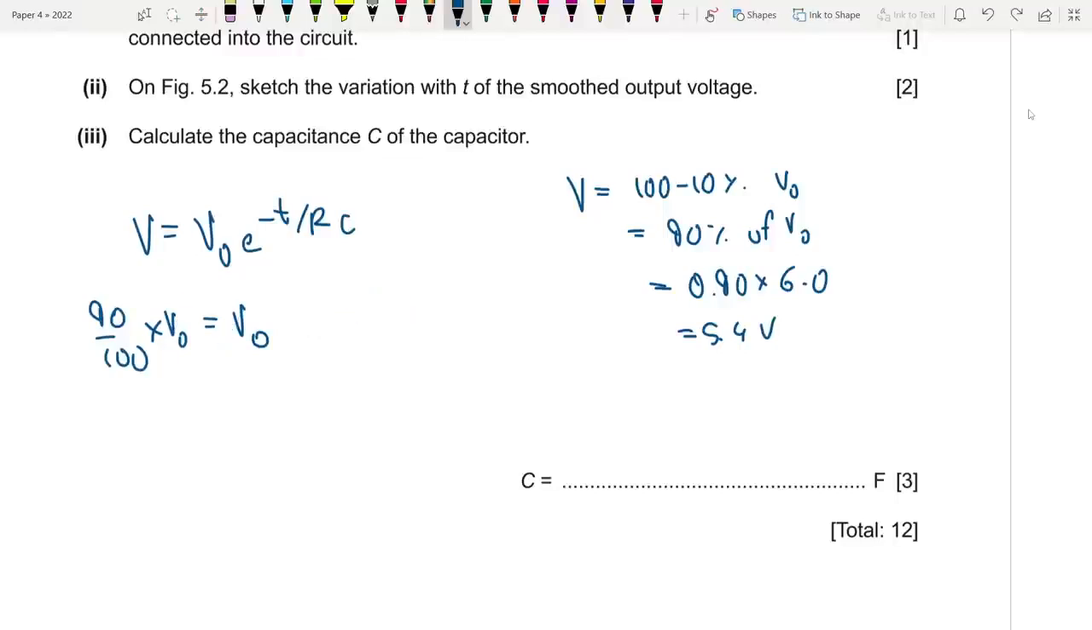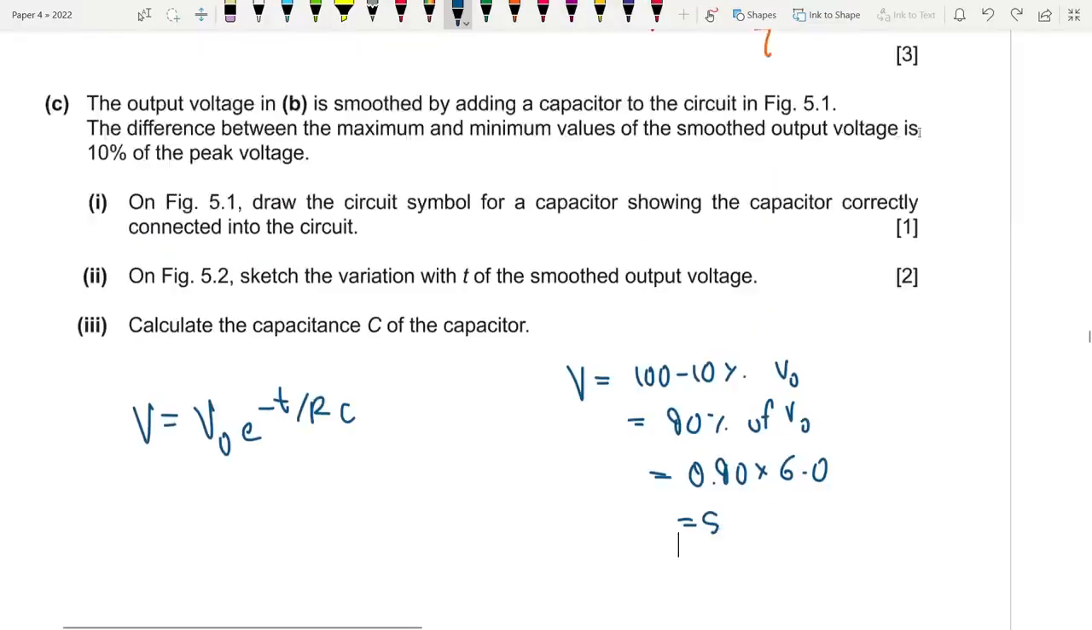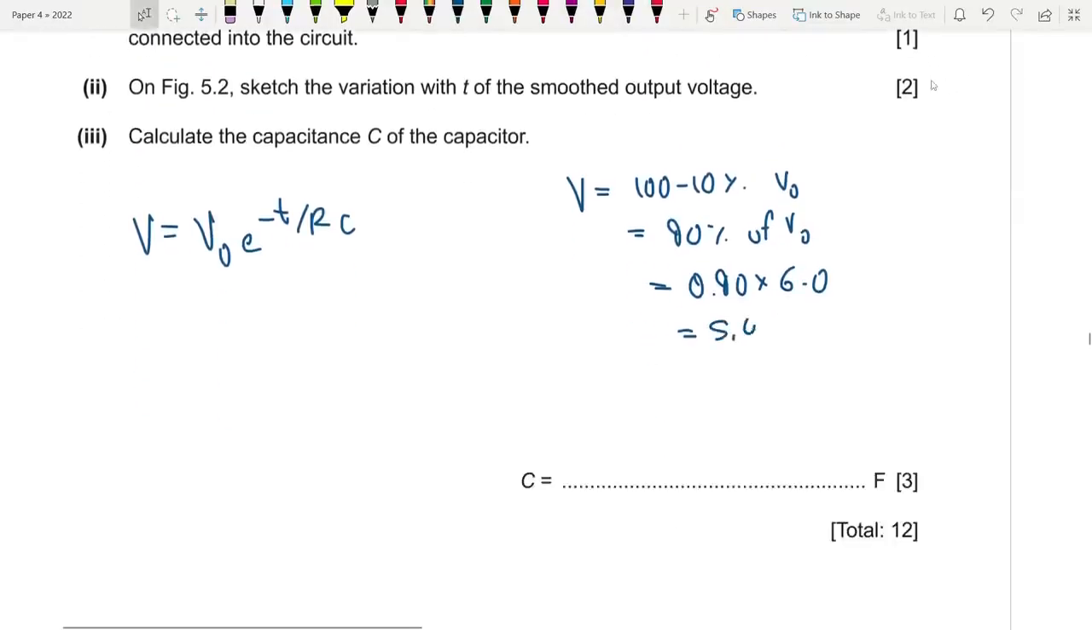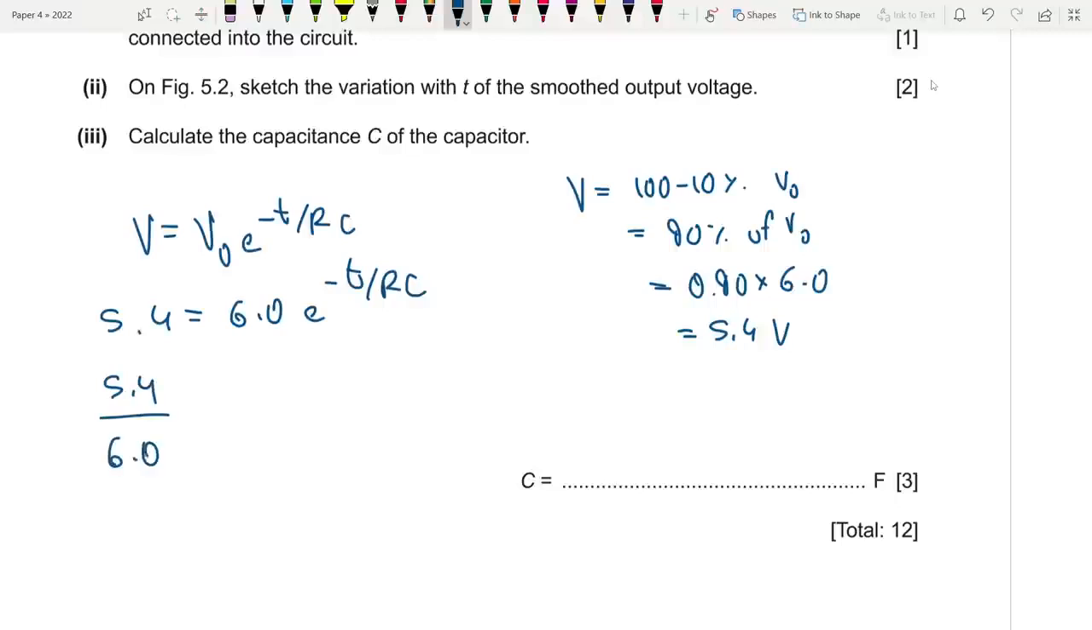But they do something really lame. I don't really like this in the mark scheme. So they write down the actual values. You get what I mean? Like they do this. 5.4 is equal to 6.0 e to the power minus t by RC, you know? So 5.4 by 6.0, that is 0.90. You guys do know that, right? e to the power minus t by RC.